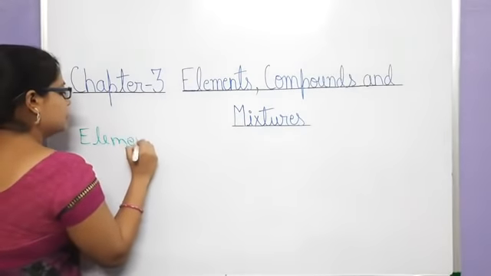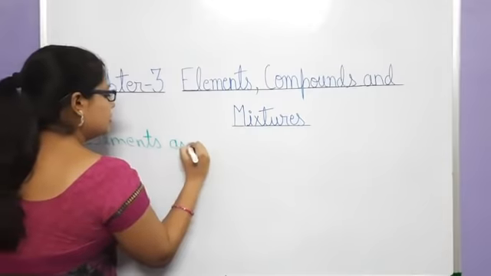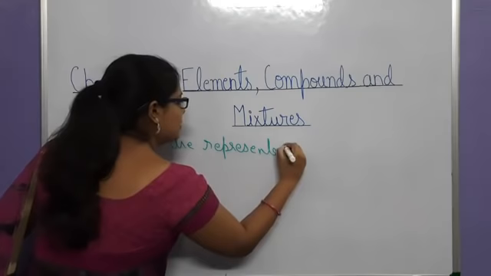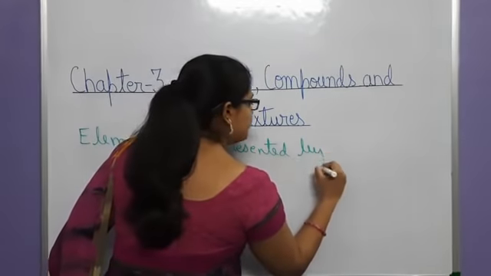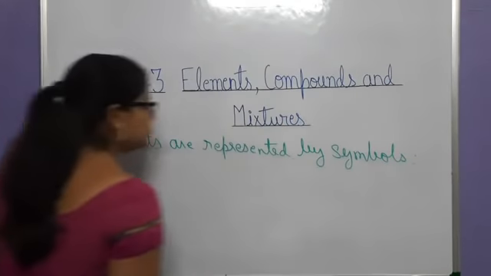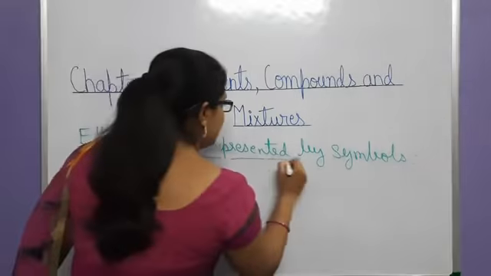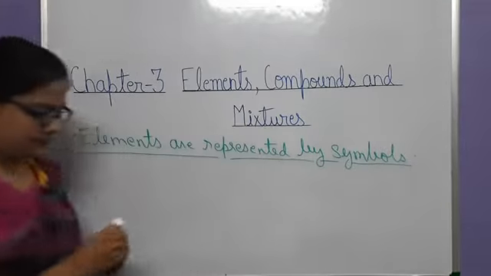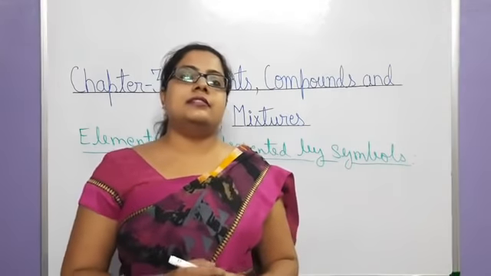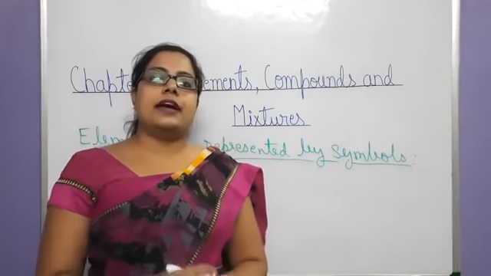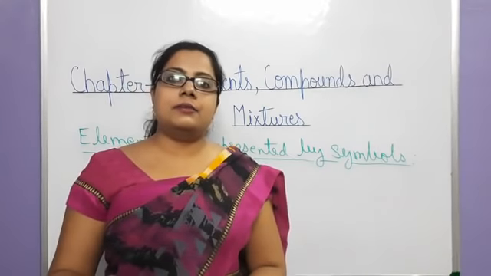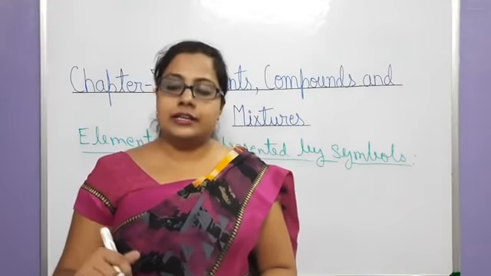Elements are represented by symbols. Okay? So there are various symbols by which elements are represented. Basically, any element is represented either by a one-letter symbol or by a two-letter symbol.